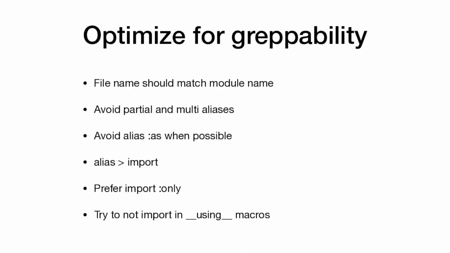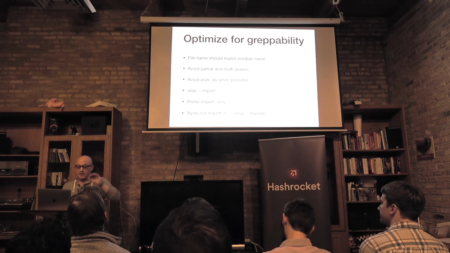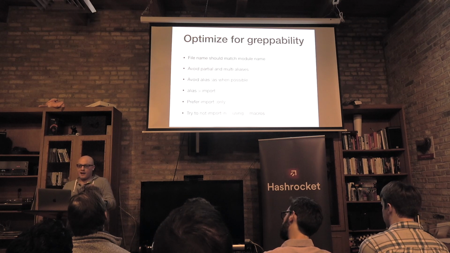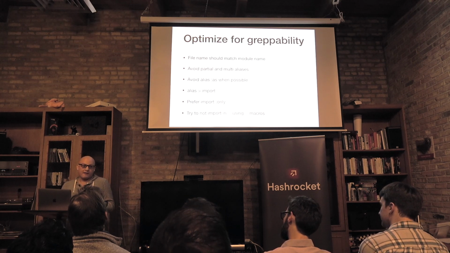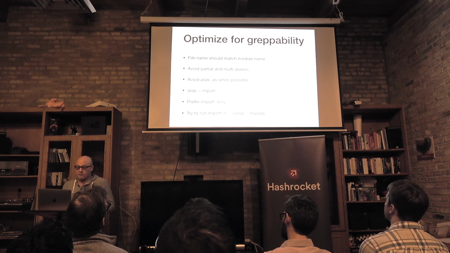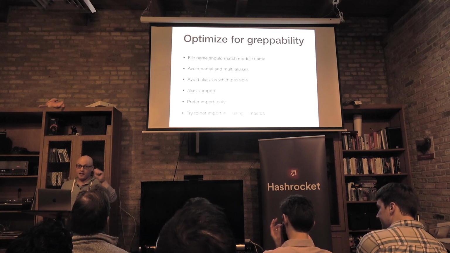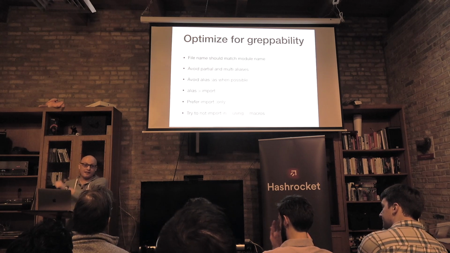I don't like partial aliases. I find that they make code harder to read. What I mean by that is if I have some function a.b.c, you can say alias a.b and then alias b.c, and I find that makes grepping and trying to figure out where code is coming from very, very difficult. So instead what I prefer to do is to explicitly say alias a.b and then alias a.b.c.